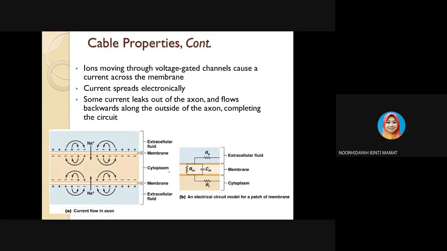Still in cable properties, ions moving through the voltage-gated channels cause a current across the membrane. The current spreads electrotonically, and some current leaks out of the axon and flows backward along the outside of the axon, completing the circuit. This is the current flow in the axon, across the extracellular fluid, the membrane, and the cytoplasm. This is the electrical circuit model for a patch of membrane.